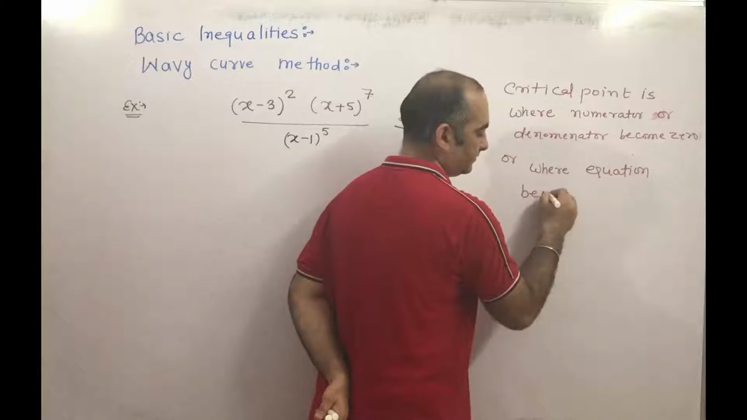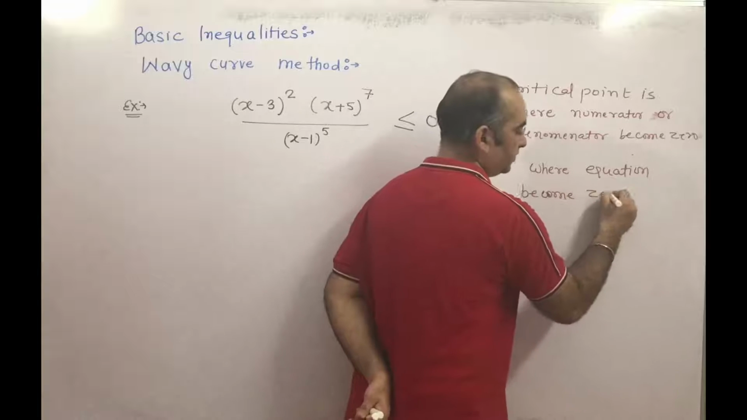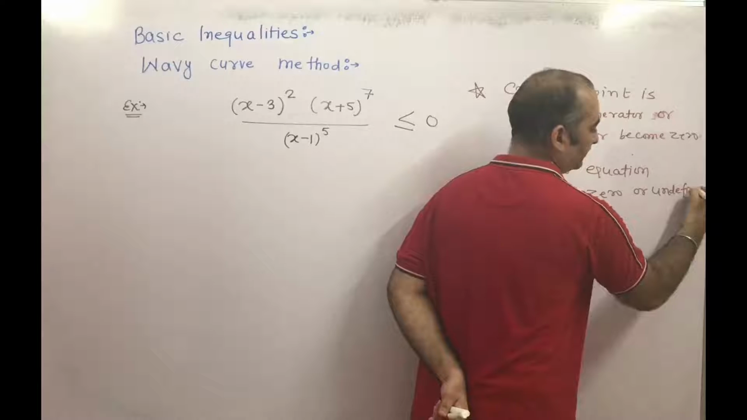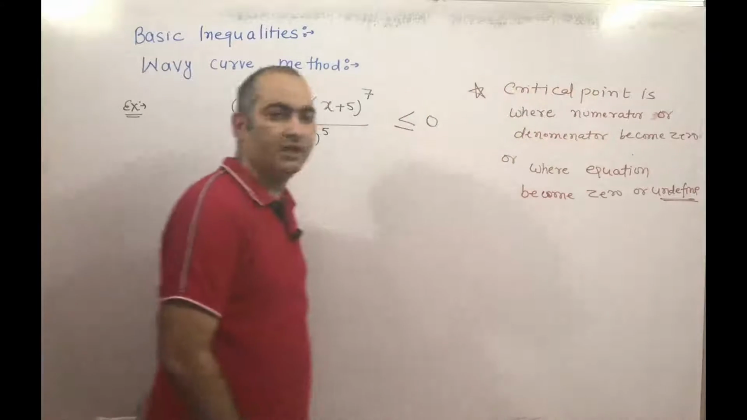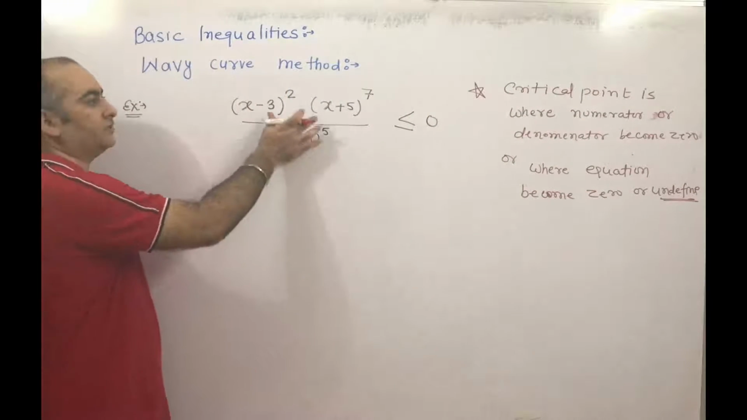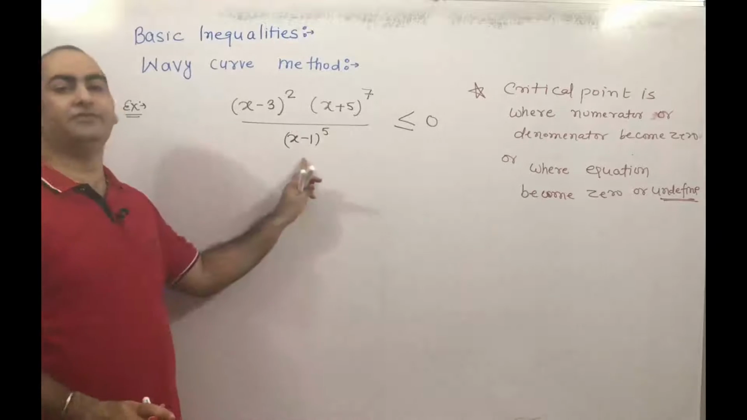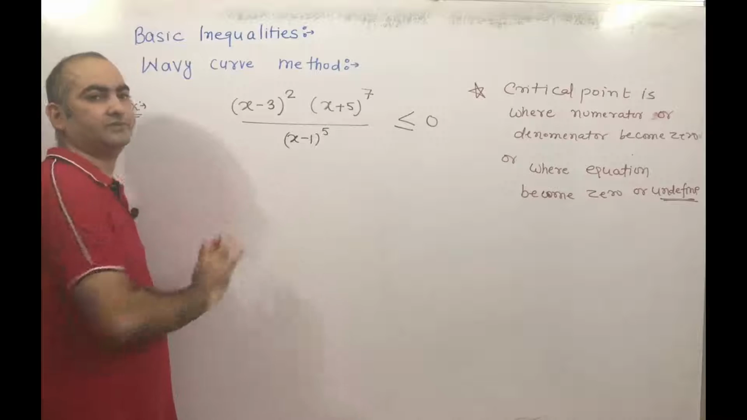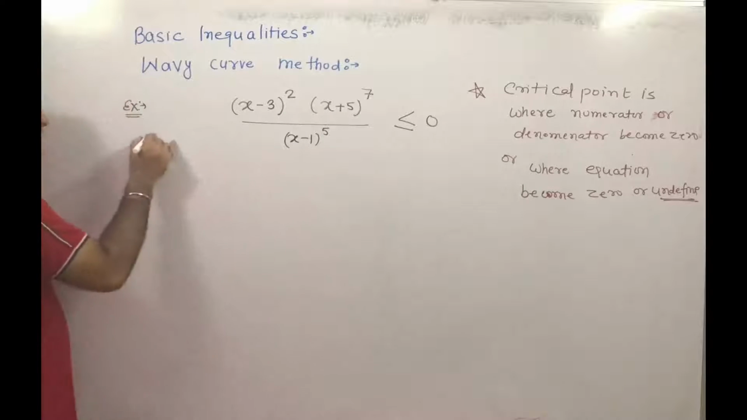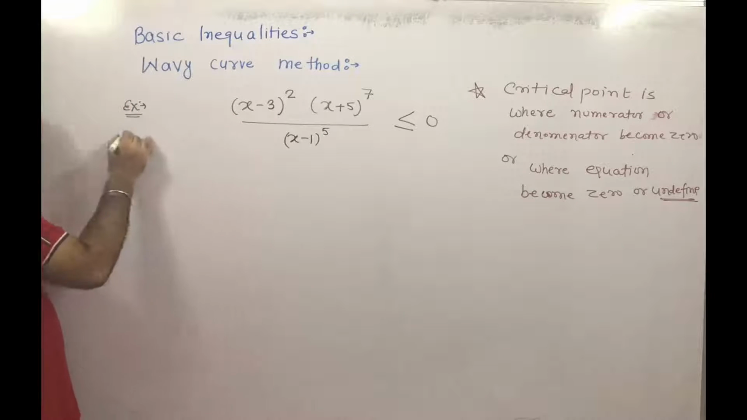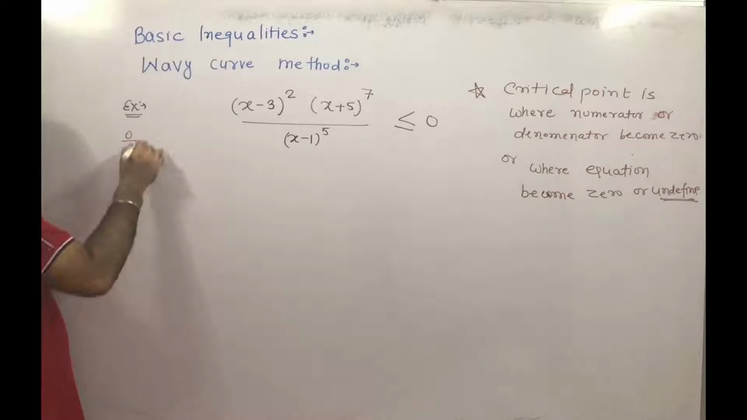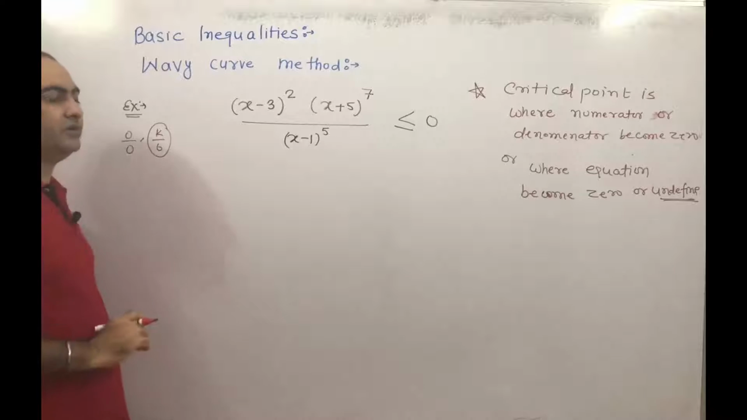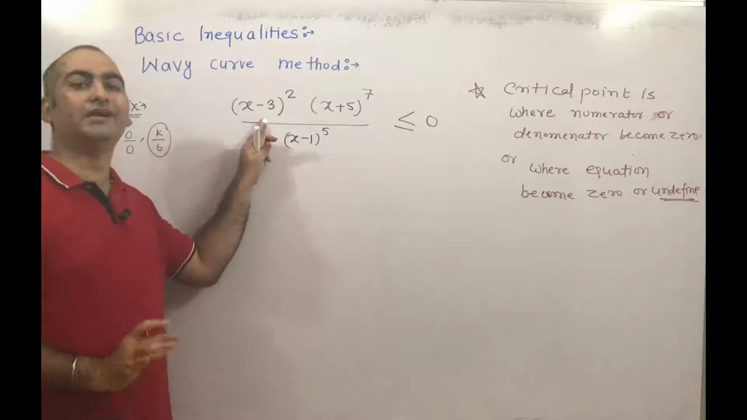Where the equation becomes 0 or undefined. Okay, what is the meaning of undefined? If the denominator is 0 and the numerator is non-zero, then it becomes infinite, so it is undefined. Wherever the denominator becomes 0, it is undefined. So there are two possibilities. One is the numerator is also 0 and the denominator is also 0, so 0 by 0 is undefined, or some k divided by 0 is also undefined. So what is a critical point? Where this becomes 0 or undefined.